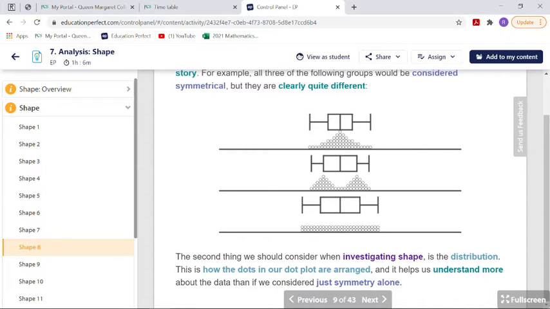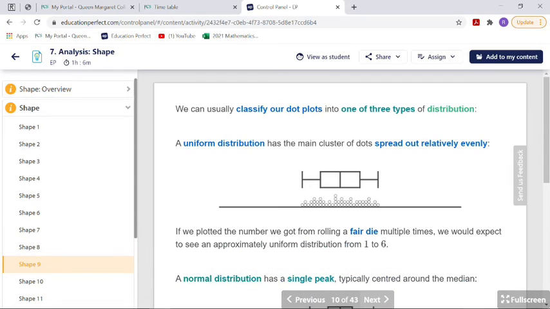This one is also symmetrical. But what do they call it when it's almost flat? Uniform, exactly. So this is a uniform distribution. There is no mode, there is no point at which the data gets higher than the others. So lots of different ways that things can be symmetrical. So it's important that you not only talk about symmetry, but you also talk about distribution.